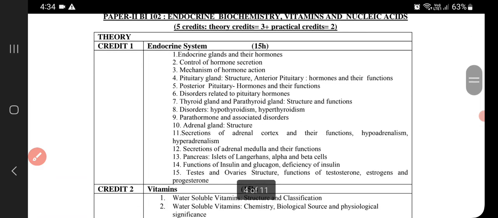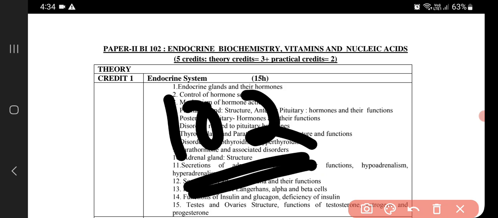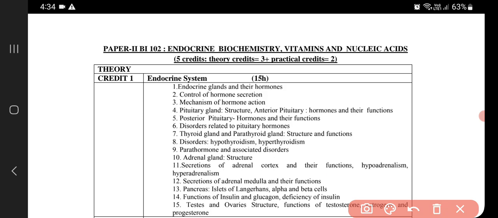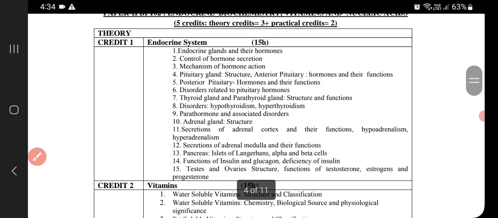Now if we talk about paper 2, that is 102, that is all about endocrinology. Here you need to go through endocrinology from the book by M N Chatterjee. You should refer to M N Chatterjee for 102. In that you will be able to find all these things.